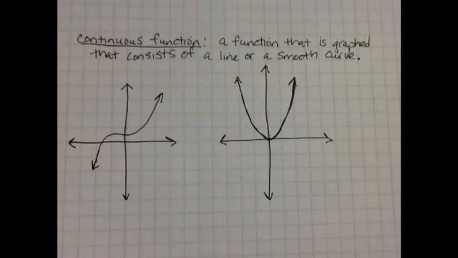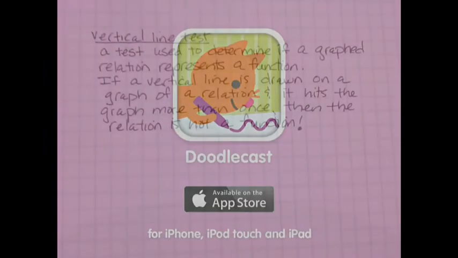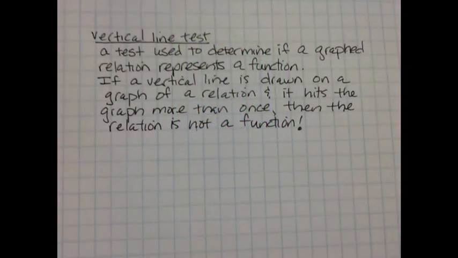This next vocabulary word is the continuous function, and this is a function that when you graph it, it forms a continuous line or a smooth curve. Basically, the idea of continuity means you can draw the graph of the function without actually lifting your pencil or pen. A really important vocabulary term that you guys want to hold on to is a vertical line test.